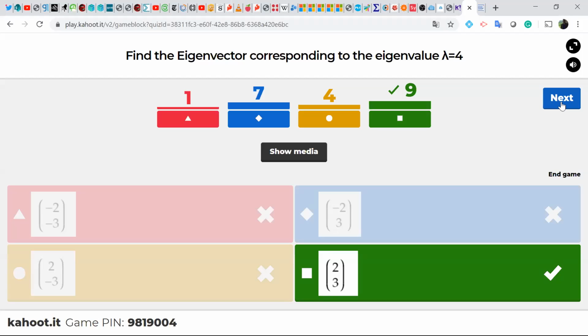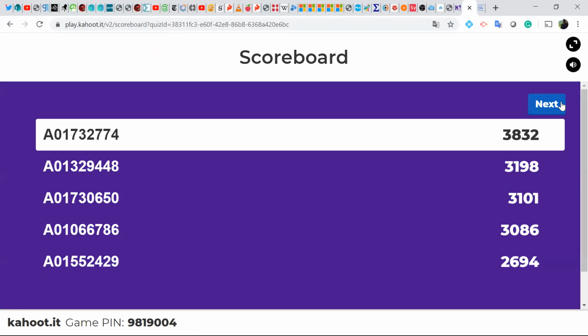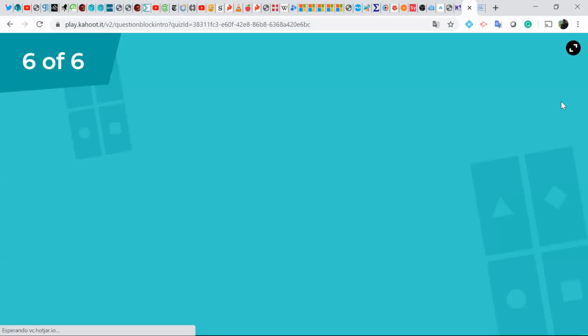Okay, so we now have the 2 eigenvalues. Let's work with the eigenvectors. And it will be just one final question.